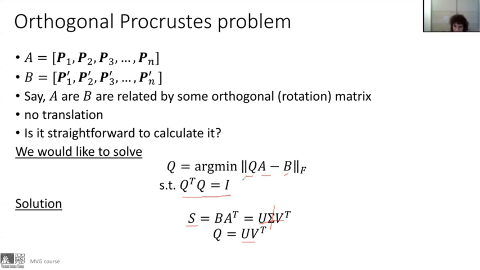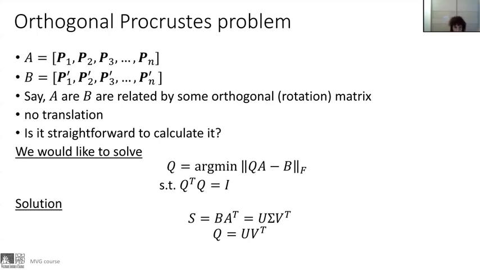Even though the problem is not convex, it is possible to show that the optimal solution to this problem is exactly UV transpose, which is determined by the SVD of BA transpose. This is if I do not have any translation between the two sets of points. If I have translation between the two sets of points, there's also a solution. Can you explain again? Sorry? Can you explain again why we would like to solve the equation of argmin of this?